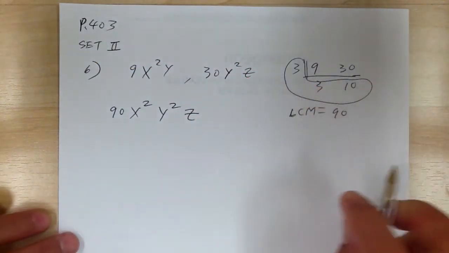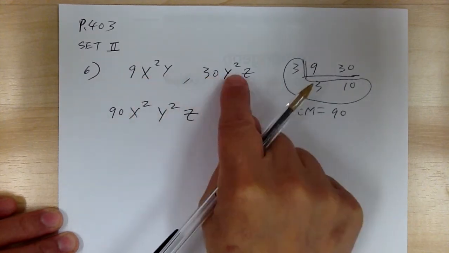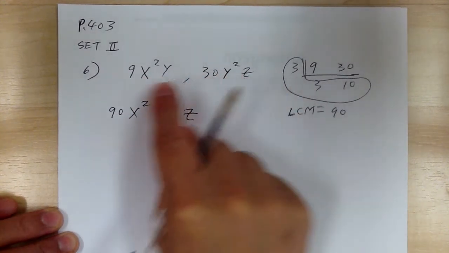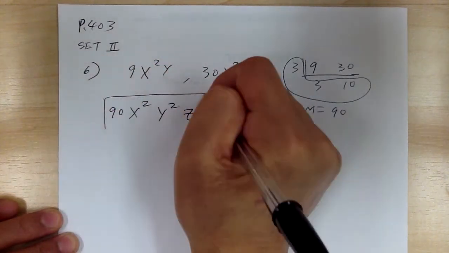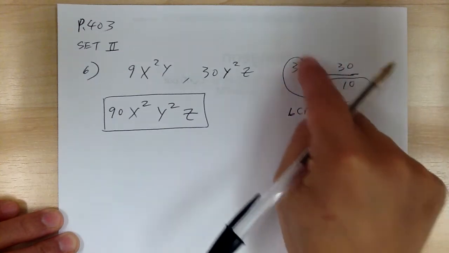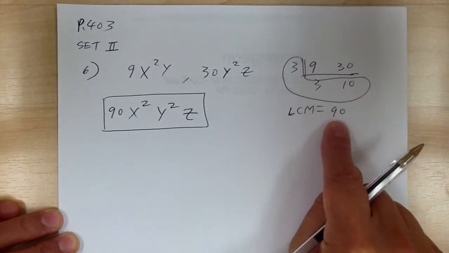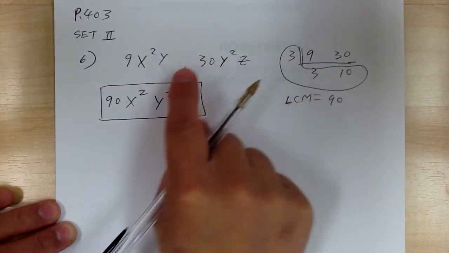Again, this common multiple has to be a multiple of both. So that's your LCM. Again, for the number, you do the factoring and you multiply everything together to get 90. And for the variables, you just take the highest one of each.